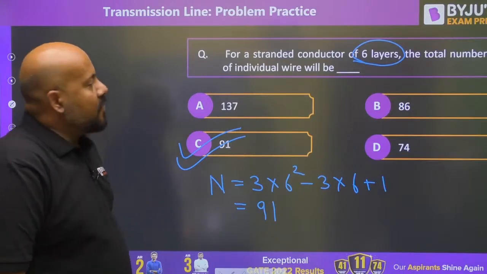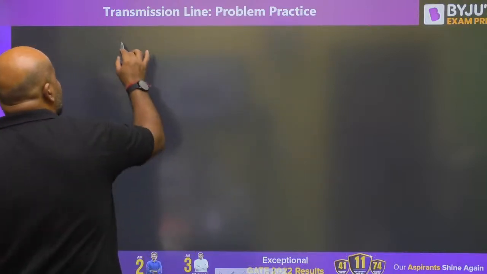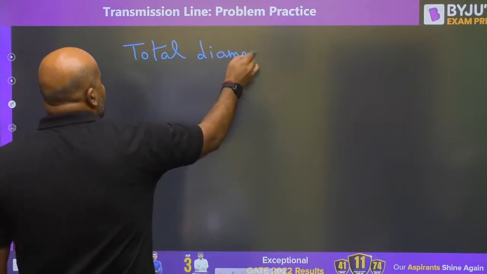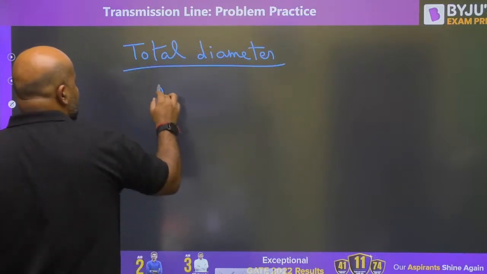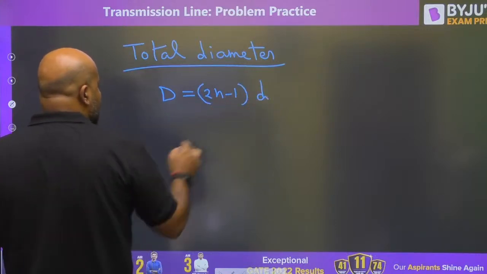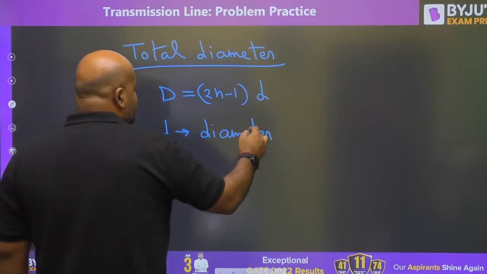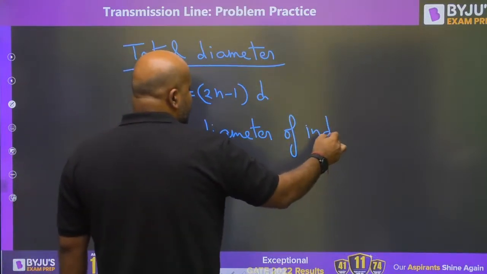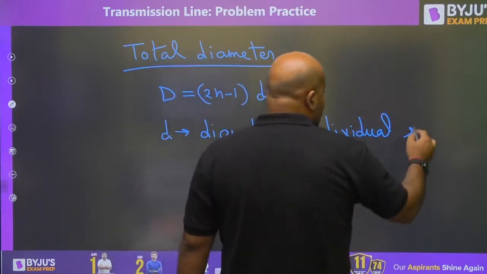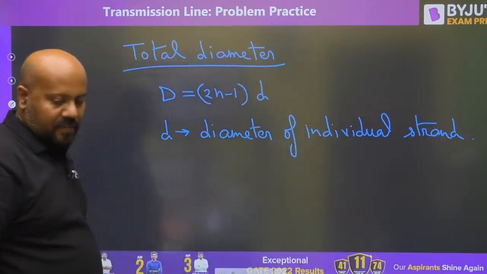There is one more concept, that is the total diameter. The total diameter is given as capital D equal to (2n minus 1) d, where d is the diameter of the individual strand. I hope you are getting it.